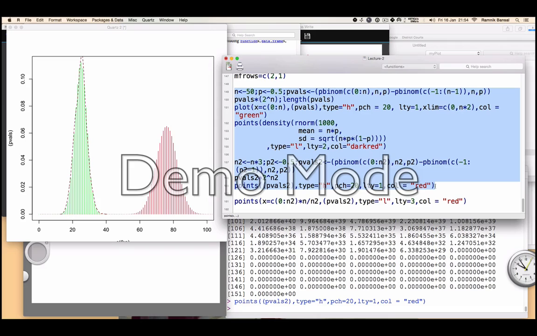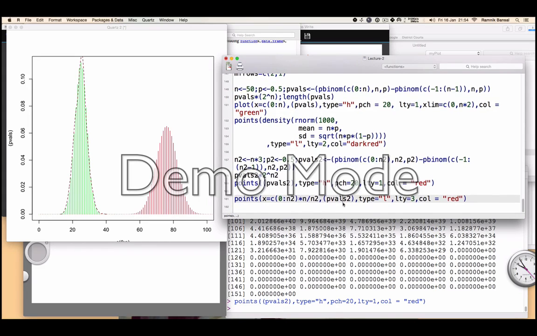What's happening is as we increase n, of course the mean has to shift. The mean will become n by 2, and correspondingly we have a standard deviation as well. Then same thing I do, I also want to plot the binomial distribution corresponding to this.